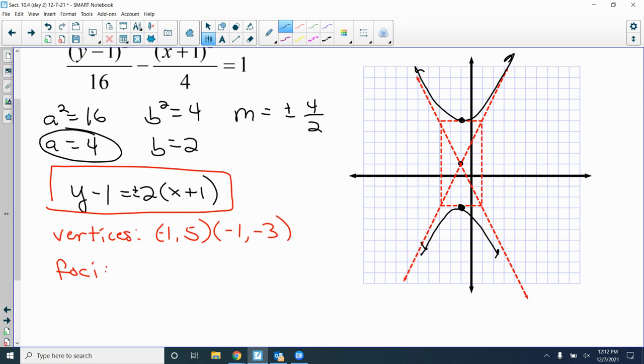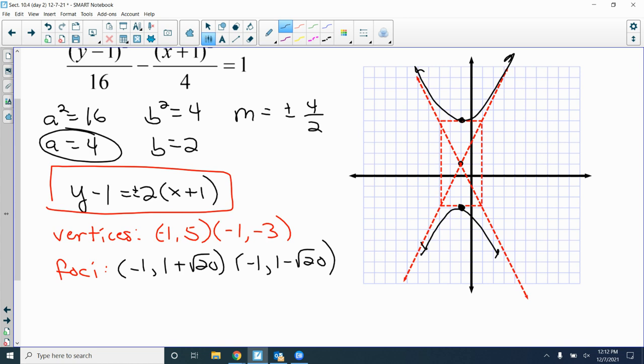All right, what's our c value? Our c value should be square root of 20. Okay, so then you're going to move up and down from there. If it didn't ask you, that's fine, but it would be negative 1, 1 plus square root of 20, and negative 1, 1 minus square root of 20 for your foci.